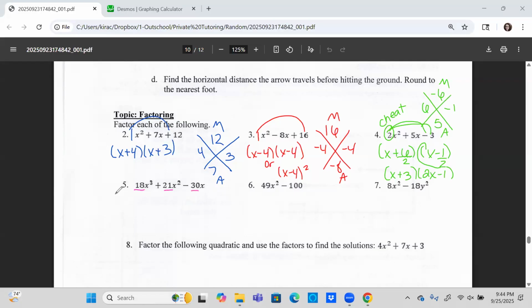I see a GCF on number 5. 18, 21, and 30. We could get a 3. This has 3x, this has 2, this has 1. So we could take out 1 that they share in common. That will leave 6x squared, 7x minus 10. Now let's factor. So multiply here, add here. What if you had 12 and negative 5? Drop the 3x, he's there for the ride. X positive 12, x minus 5.